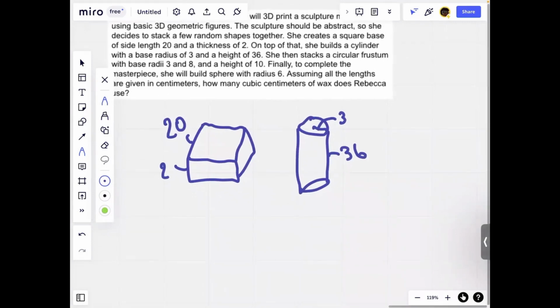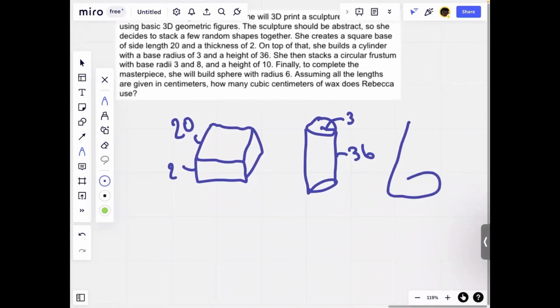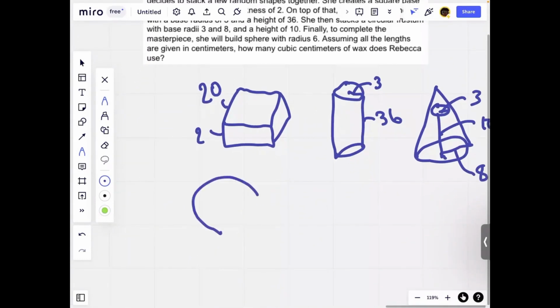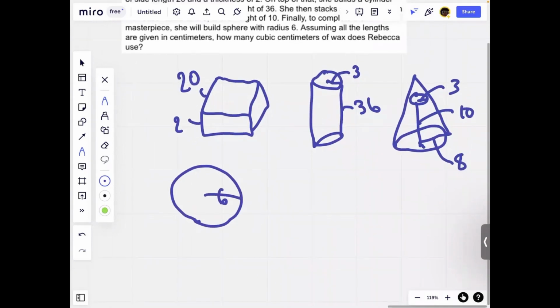She then stacks a circular frustum, which is basically a cone minus a cone. So it's basically this bottom part, the volume of this bottom part. The first radius is 3, the second radius is 8, and the height is 10. Finally, to complete this, she will build a sphere of radius 6 on top. As you notice, I won't draw them on top of each other because that just makes it very complicated.